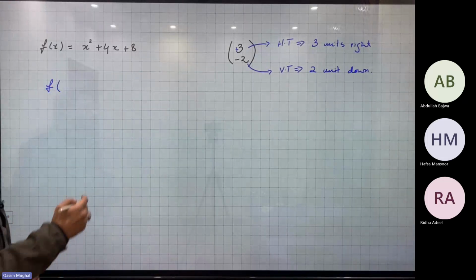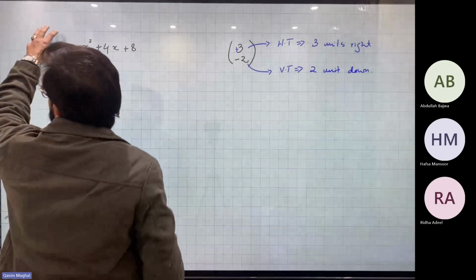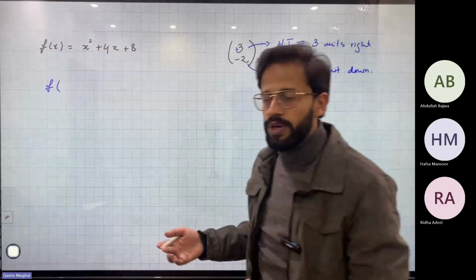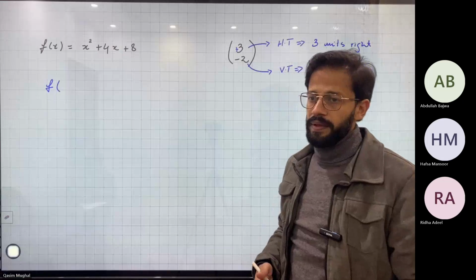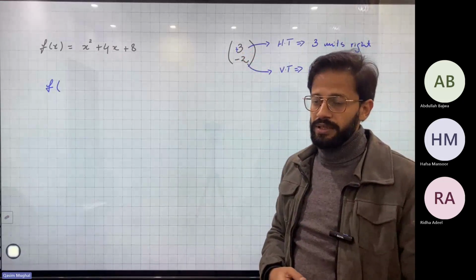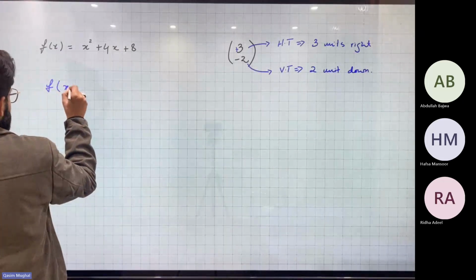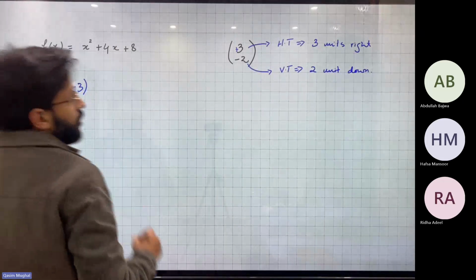The 3 units to the right, what will change inside this function or outside this function? What changes should I bring here? The upper part only first. Plus 3, x minus 3. So I'll bring changes inside the function.